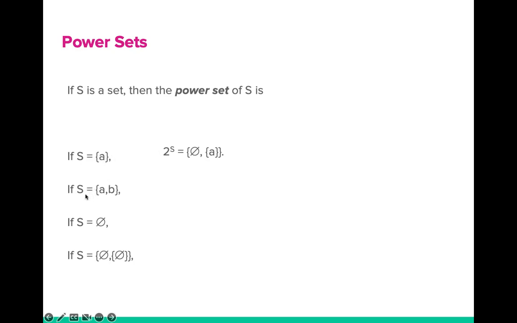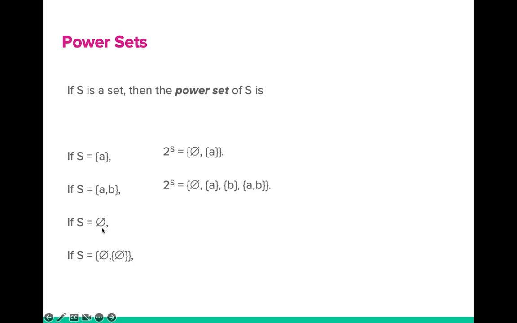Now, if S is equal to A and B, so what would be the power set? So the power set would be an empty set, a subset containing only one element that could either be A or B, and then a subset containing all of the elements A and B. So what would be the cardinality of the power set of this set? So we have 2 raised to 2 is equal to 4 since we have two elements A and B.